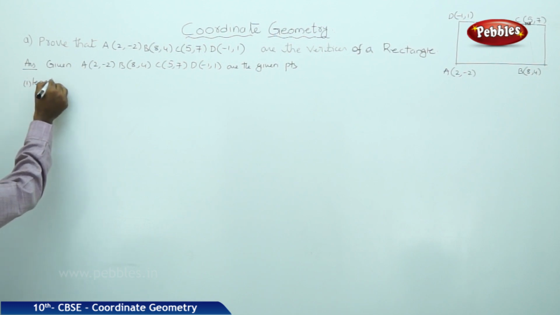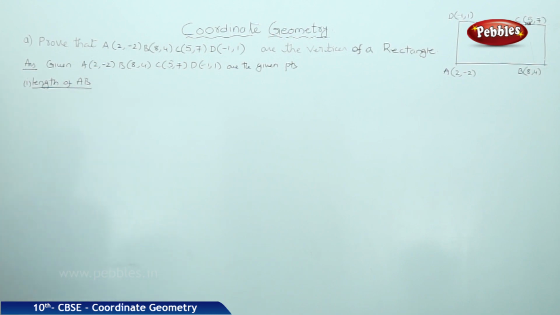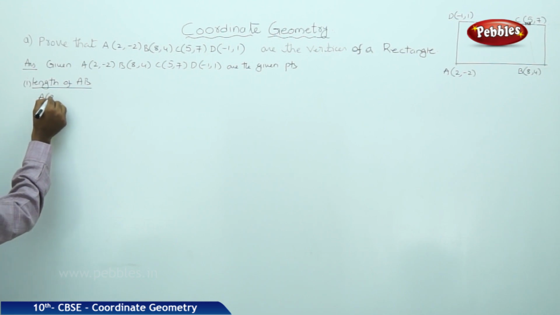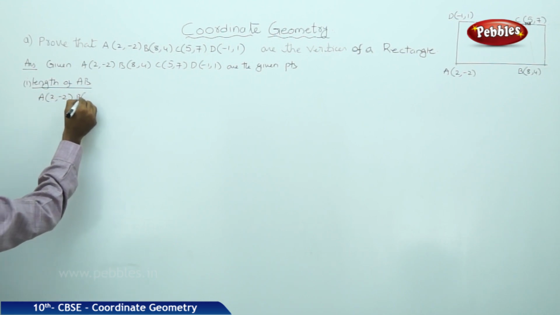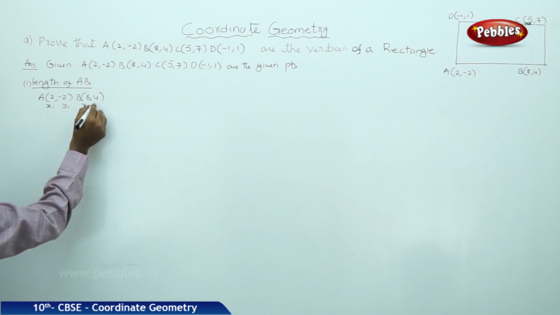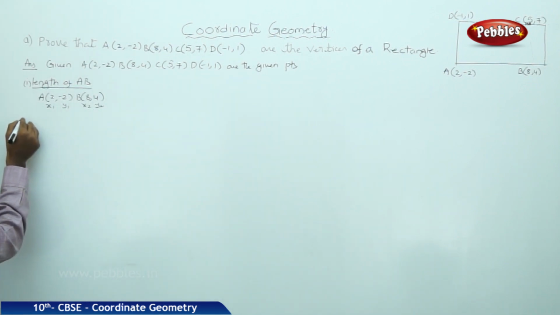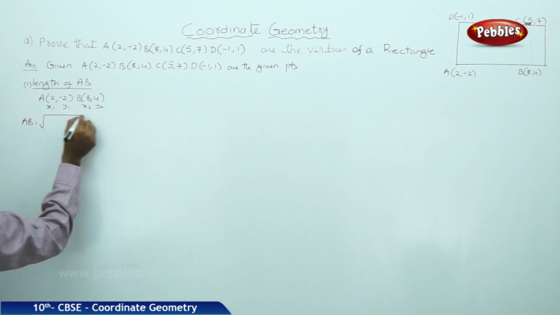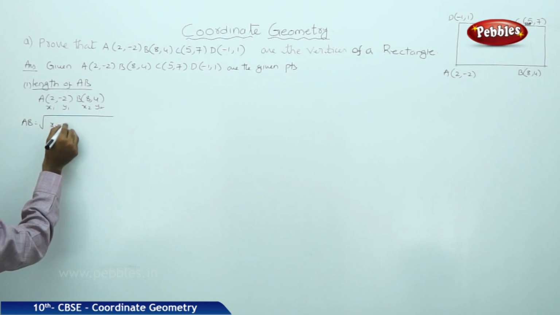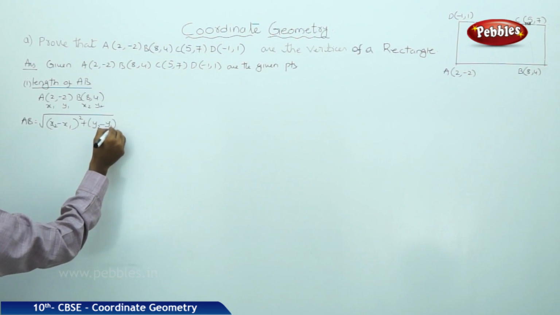First part, length of AB. A of 2 comma minus 2, B of 8 comma 4, x1 y1, x2 y2. AB is equal to root over x2 minus x1 whole square plus y2 minus y1 whole square.